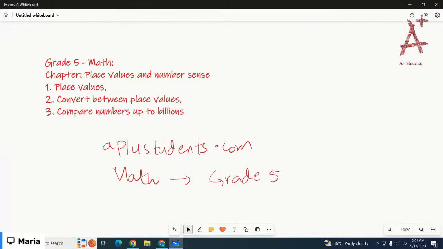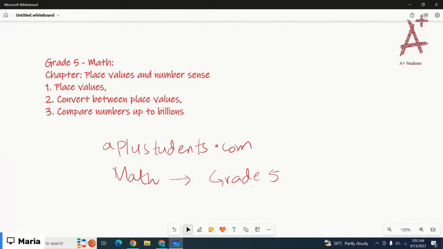So there you can find a list of the chapters. We're going to start with the chapter that is place values and number sense. The lessons we're going to cover today are place values, convert between place values, and compare numbers up to billions. So please make sure you have your notebook and pencil so that you can note down the important examples and definitions in your notebook, right? So let's just start with the first lesson, that is place values.